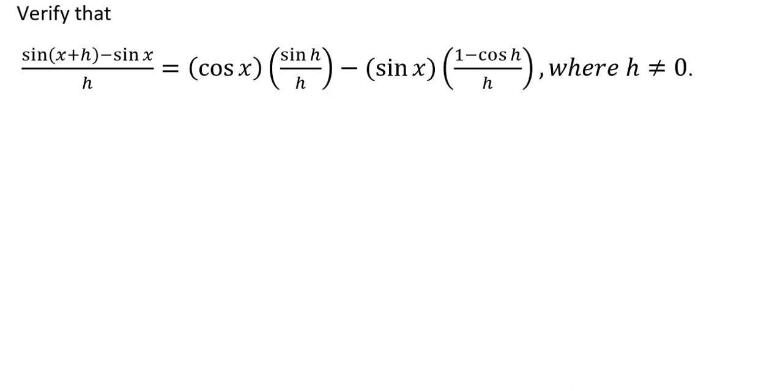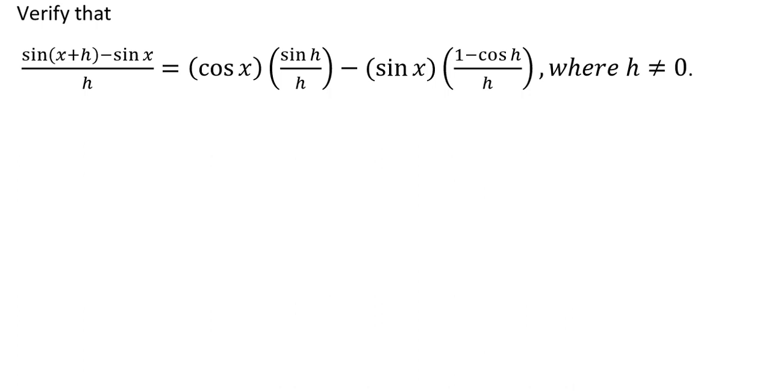In this video, we're going to do an example taken from calculus. It is used to derive the formula for the derivative of the cosine function. So we're going to verify that the sine of x plus h minus the sine of x, all divided by h, equals the cosine of x times the sine of h over h, minus the sine of x times 1 minus cosine h over h, where h cannot equal 0.